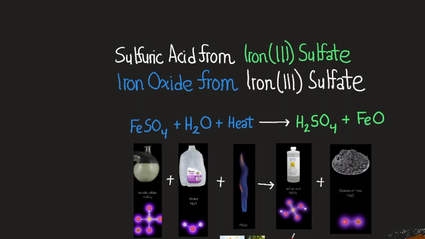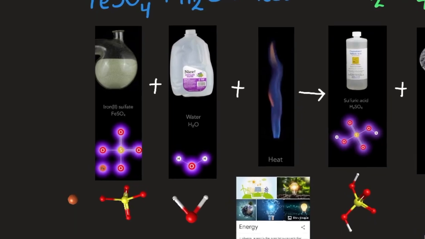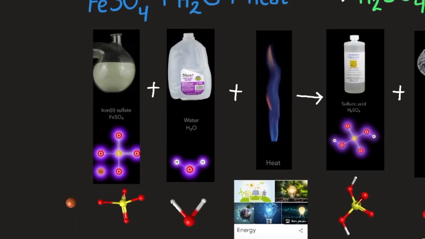Hello everyone, today we're going to learn how to make sulfuric acid from iron sulfate and iron oxide. So here we have the formula FeSO4, iron sulfate, consisting of one sulfur atom with 4 oxygen atoms and 1 iron atom. We'll talk about iron in a future video describing iron and its properties.